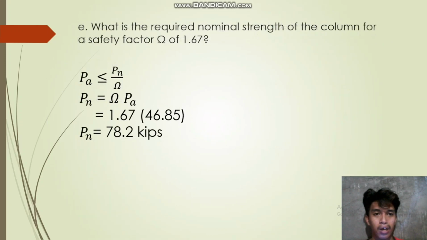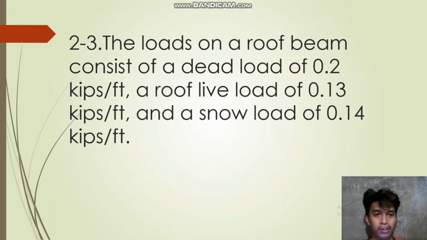Next, what is the required nominal strength of the column for a safety factor omega of 1.67? PA is less than or equal to PN over omega. PN is equal to omega times PA, which is 1.67 times 46.85. PN is equal to 78.2 kips. Then next, problem number 2.3.